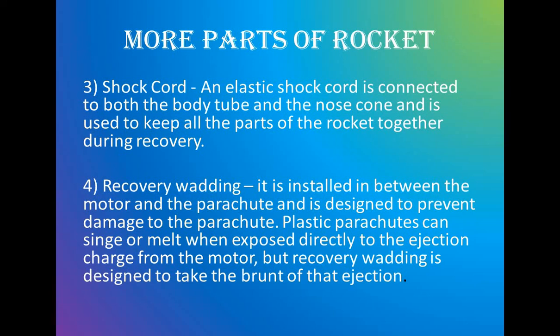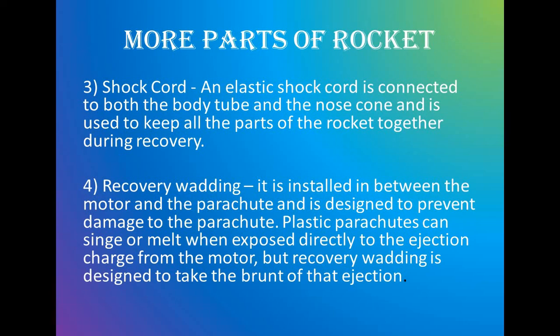Now there are many parts in the body tube. It has a shock cord. It is an elastic shock cord. It's connected to both the body tube and the nose cone, which are the important parts. This elastic shock cord keeps all the parts together, and it gives the command to the guidance system, and it helps the rocket to repair itself.